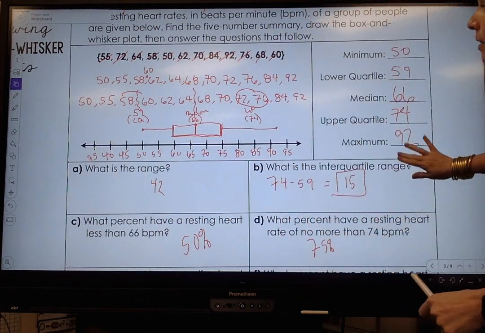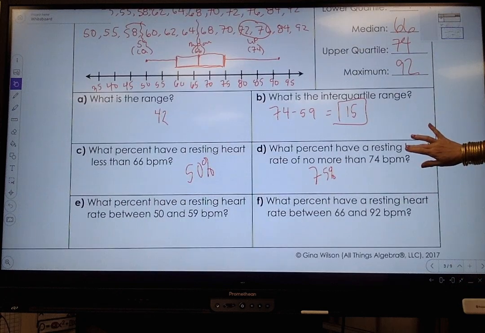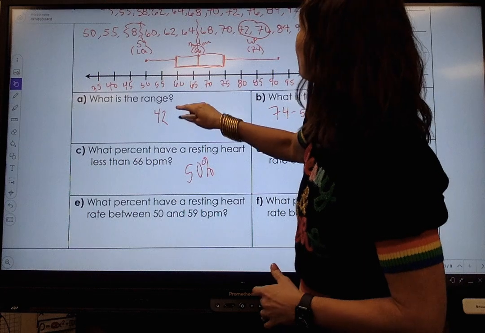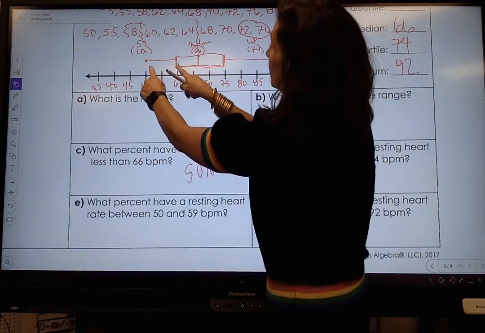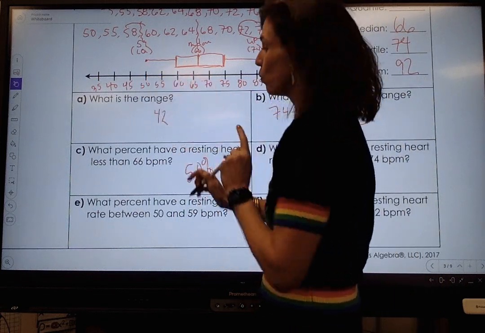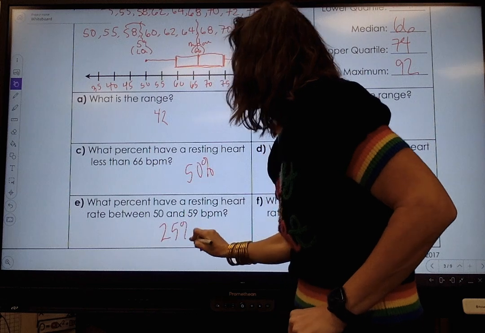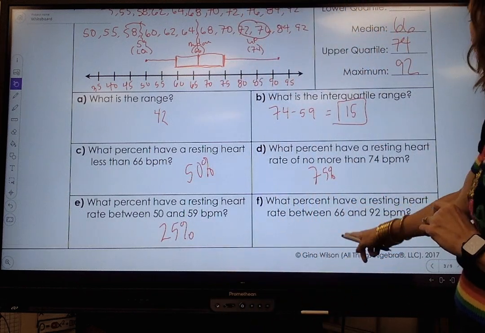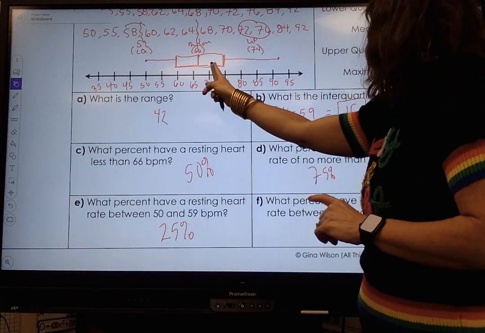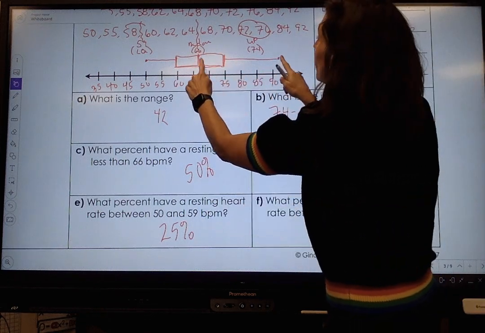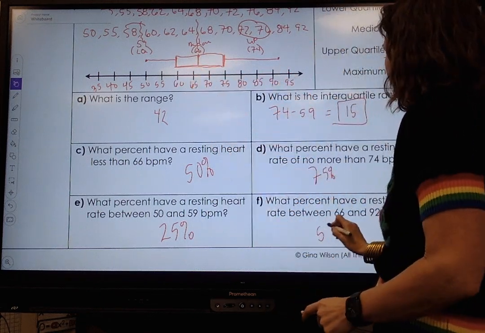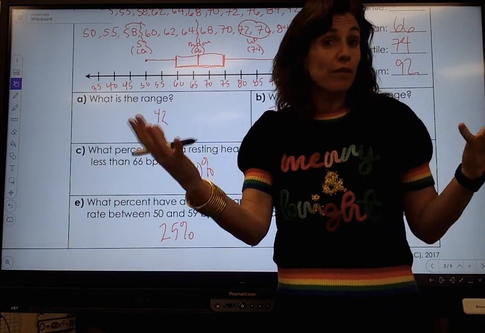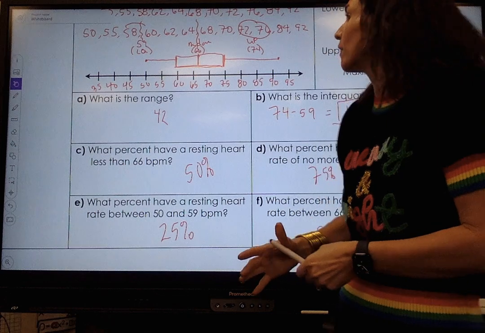Okay? Now, as we scroll up, I'm still going to keep my data there. What percent have a resting heart rate between 50 and 59? 25%, because that's one of your quartiles. So 25% have a resting heart rate between 50 and 59. And what percent have a resting heart rate between 66 and 92? That's 50% of your population. So each of those quartiles represents 25% of the population. And so we read it from there.